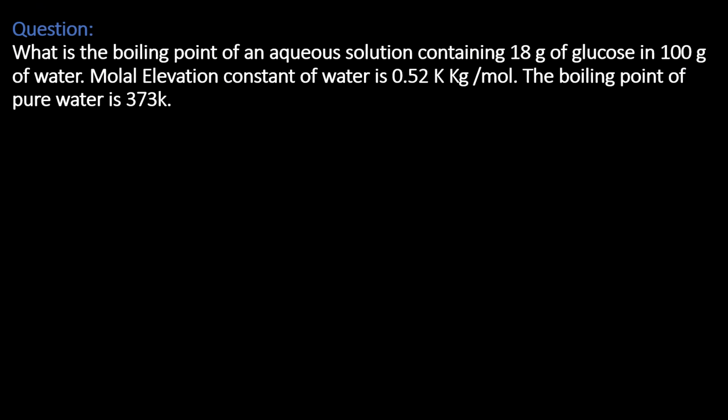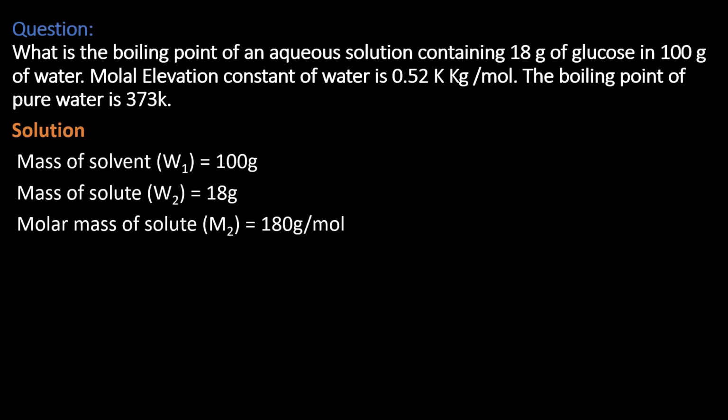The next question is based on elevation in boiling point. What is the boiling point of an aqueous solution containing 18 grams of glucose in 100 grams of water? The molal elevation constant of water is given, 0.52 Kelvin kilogram per mole. The boiling point of pure water is 373 Kelvin. As we know, when a solute is added to a solvent, elevation in boiling point takes place. So after adding glucose to water, what is the boiling point is the question.